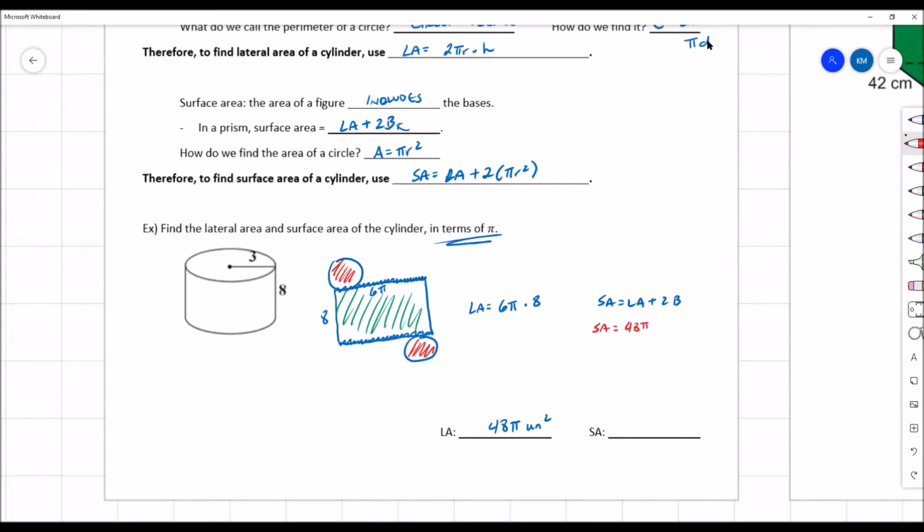To find the area of our base, the base is pi r squared. So our radius is 3. So 9 pi, which gives us 18 pi for the two bases. So we have 48 pi plus 18 pi, and that is 66 pi units squared. That's because we added the two bases to our lateral area.